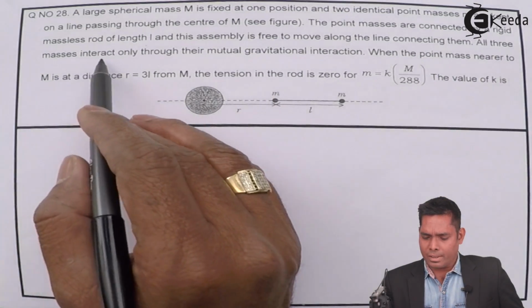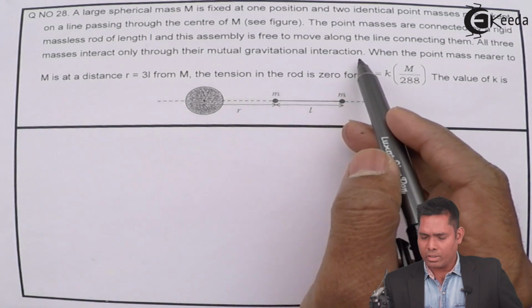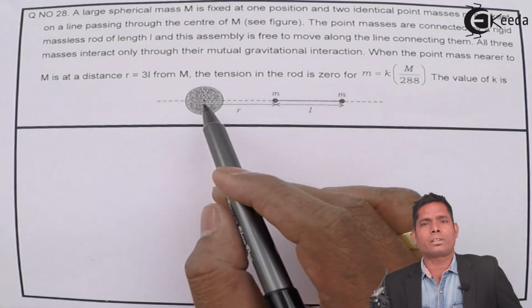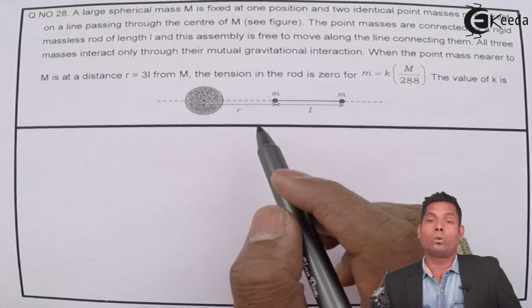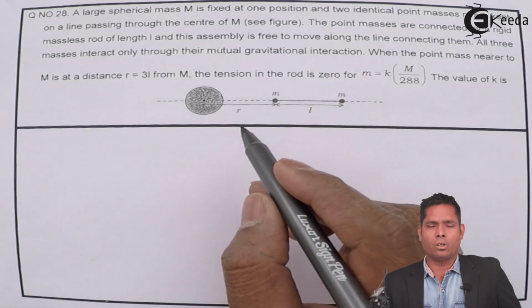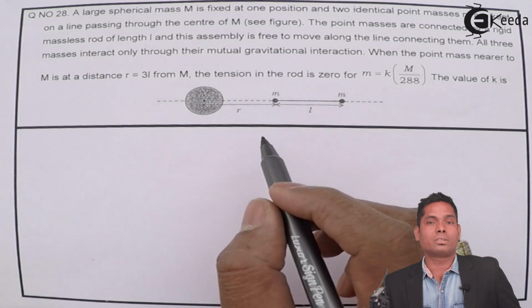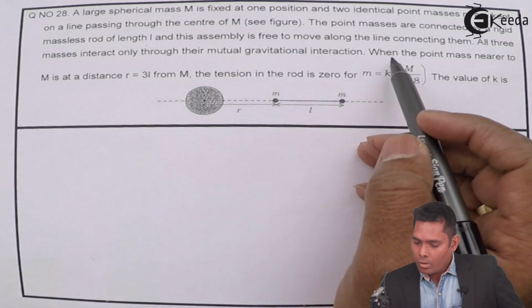All three masses interact only through their mutual gravitational interactions. So that means only gravitational force of attraction between these three is there, and force due to other masses will not be considered. Only these three masses will be considered for gravitational interactions.